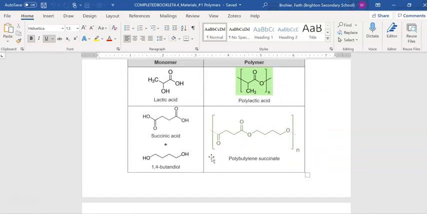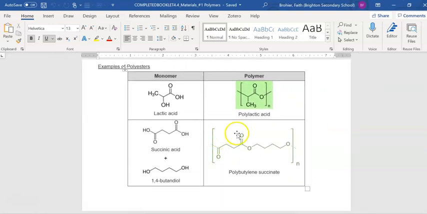So we've just got some examples of polyesters here. This is polylactic acid. And as you can see, this has got a carboxylic acid group and an OH group. So this is a hydroxycarboxylic acid, whereas this here, polybutylene succinate, is formed from succinic acid and 1,4-butanediol. So that's formed by a diol and a dicarboxylic acid.